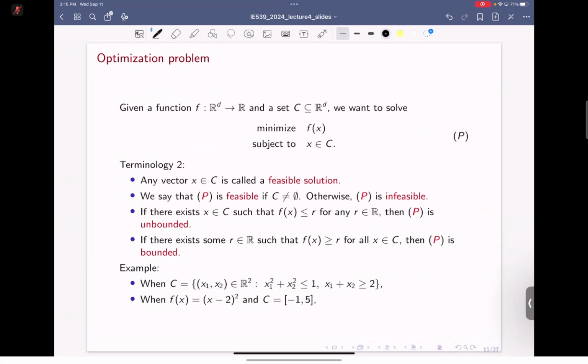And what about this? The problem is feasible, right? Because the domain is non-empty. And we know that the quadratic function, where the coefficient is positive, is at least 0. So the problem is bounded as well. Feasible and bounded.